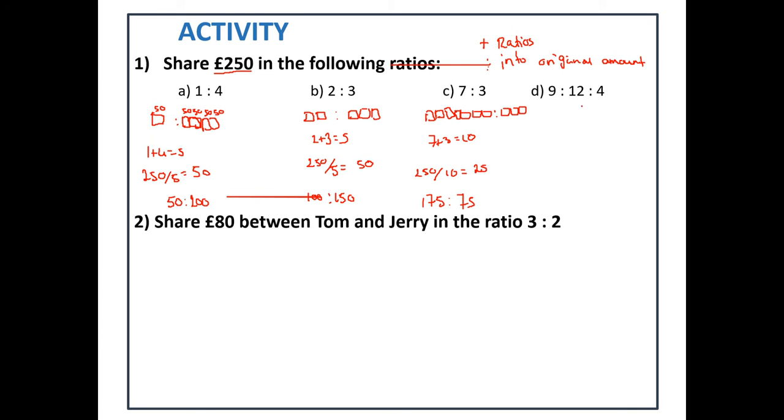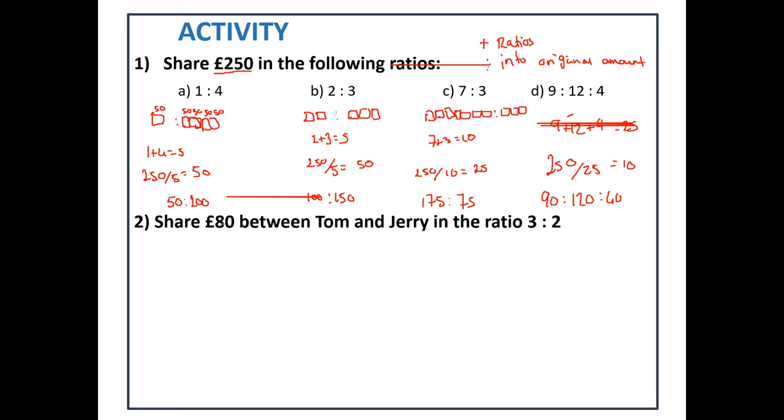And finally, we've got a 9 to 12 to 4. So we do 9 plus 12 plus 4, which gives us an answer of 25. So we have to do 250 divided by 25, which gives us an answer of 10. And then we just have to multiply it. So 10 times by 9 gives us 90. 10 times by 12 gives us 120. And then 10 times by 4 gives us an answer of 40.